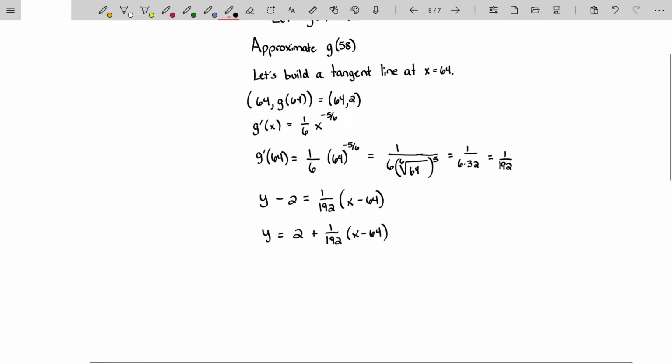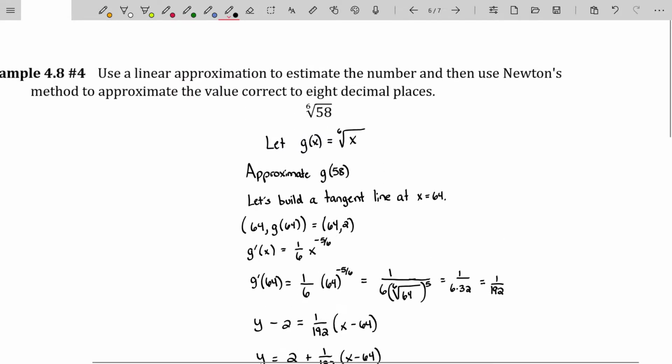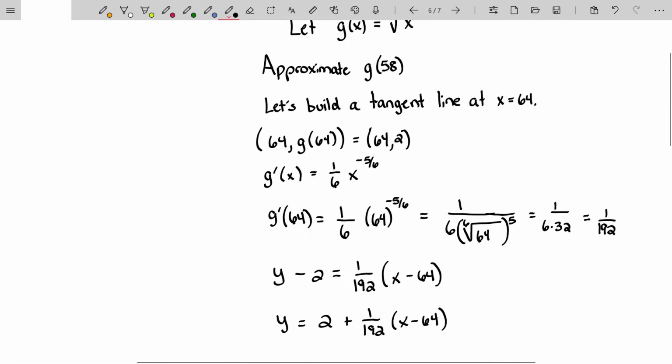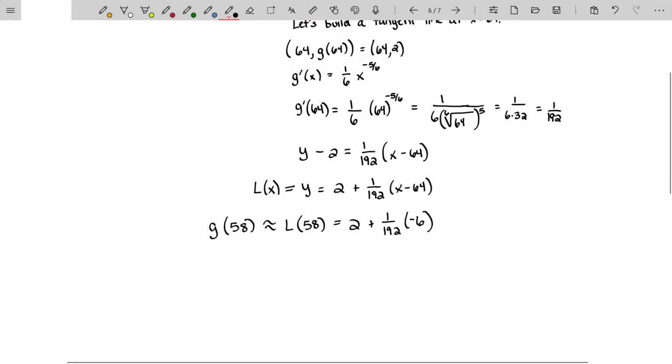And this tangent line is very, very close to the function when x is near 64. Well, 58 is near 64, so g of 58 is approximately this linear function at 58. So g at 58 is approximately L at 58. And L at 58 is 2 plus 1/192 times 58 minus 64. Well, 58 minus 64, is that a negative 6, I think? Yeah, negative 6.